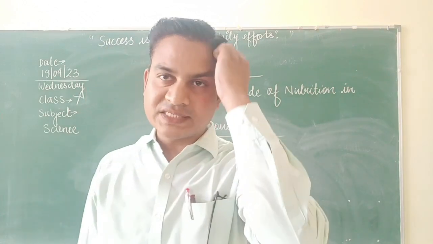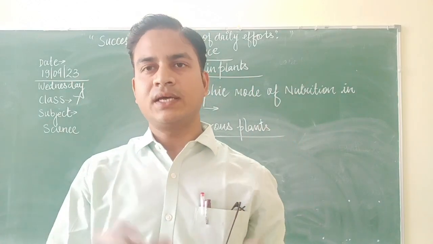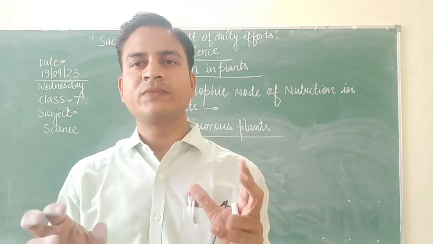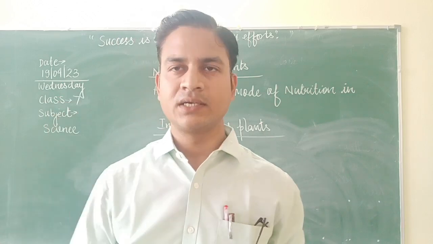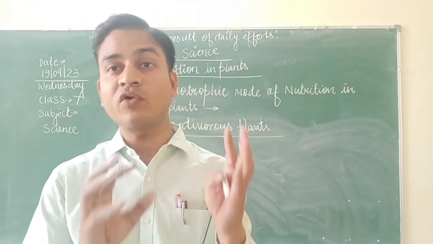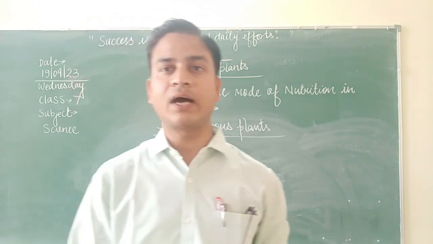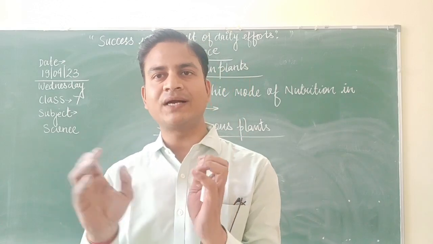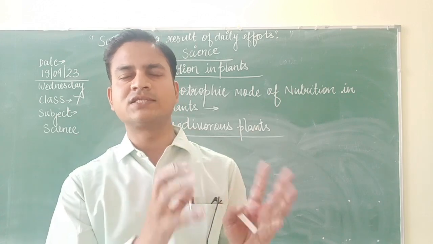See children, for example, suppose there is a soil or there is an area. In that soil, the soil is deficient or lacking in nitrogen. Soil is not having a proper amount of nitrogen in it. So how is the plant going to get the nitrogen? So what these plants do, these plants develop modifications in them so as to trap insects.